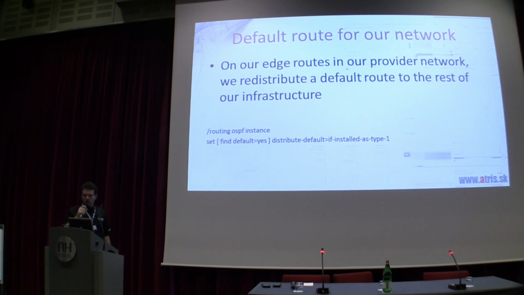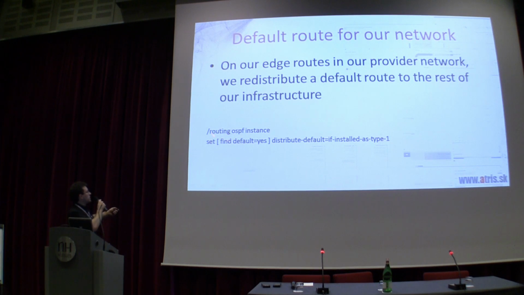So, the default route for our network. On our edge routers, in our provider network, preferably we would want to distribute our default route dynamically from OSPF. We can either get this default route from BGP or whatever else, usually that's BGP. Just internally, since we may want to run BGP internally as well, but if we don't, this will just redistribute the default route from our edge routers to all the other routers in the OSPF domain.